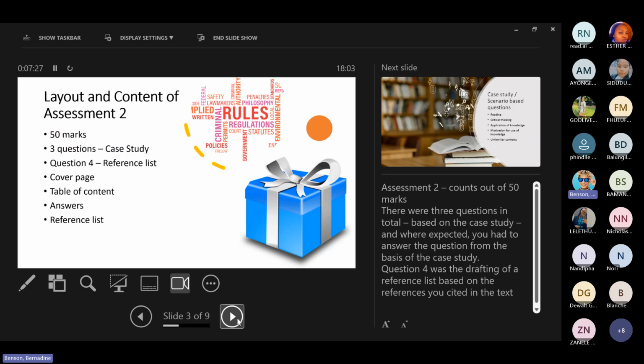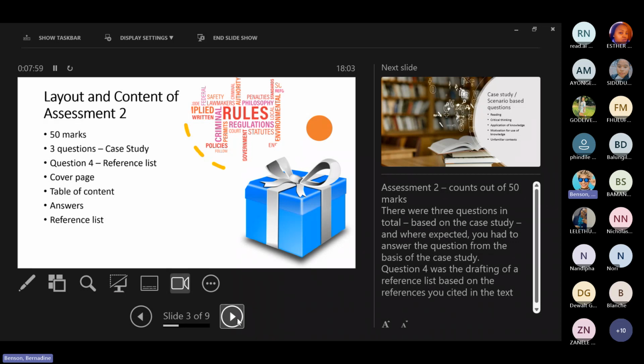Let's stand still for a moment and talk about the layout and the content of assignment 2. Assignment 2 counted 50 marks. In terms of content, there were 3 questions in total with different sub-questions. The majority of this was based on a case study, and where relevant, you had to answer the questions based on the case study.